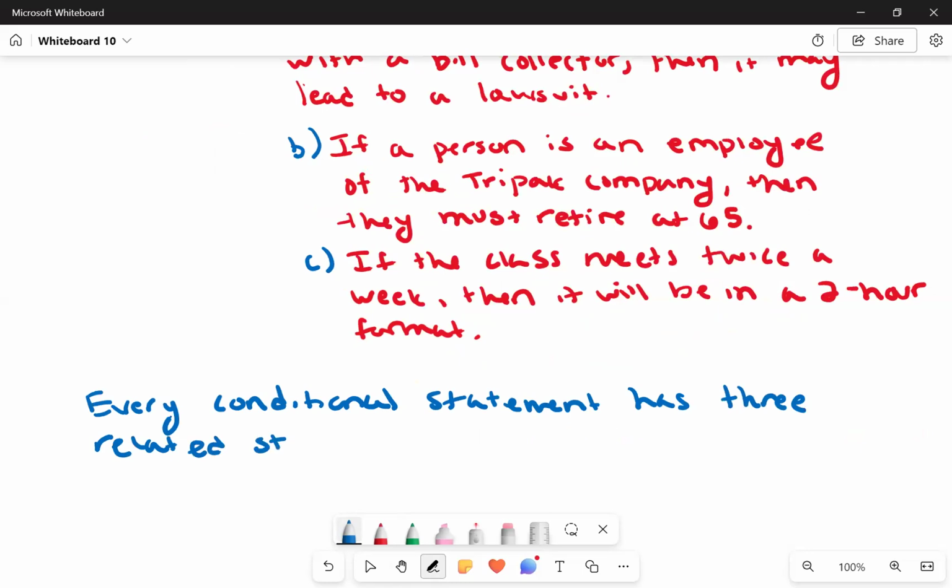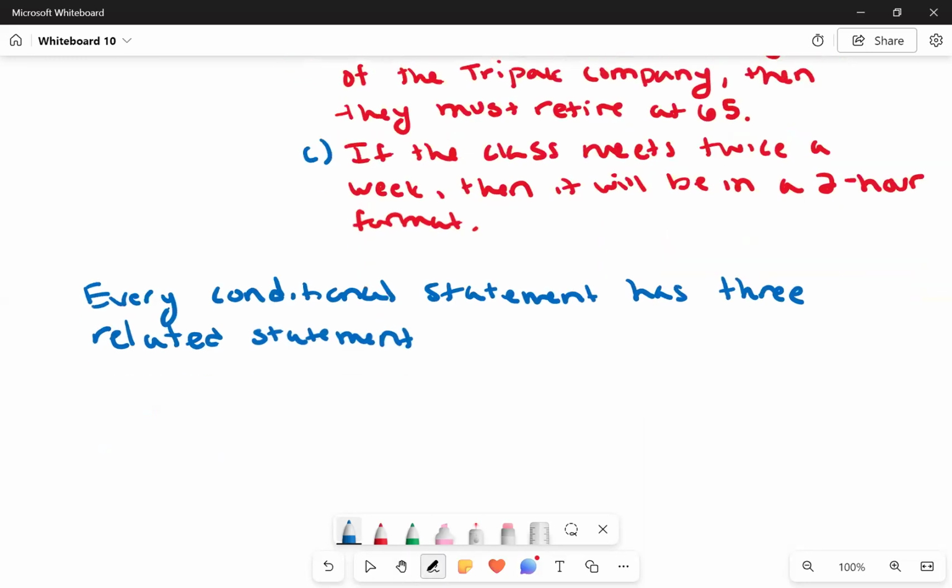So from that one statement, we actually have 3 statements that are related to that statement. I'm going to spell related a little better because that looked really hard to read. There we go. Okay. So the first is the statement itself, and I'm going to write it in this general format of if P, then Q. So whatever P is, if the class meets twice a week, then Q would be the 2-hour format. Okay, great. Here are the other 3 statements that follow immediately from that statement.